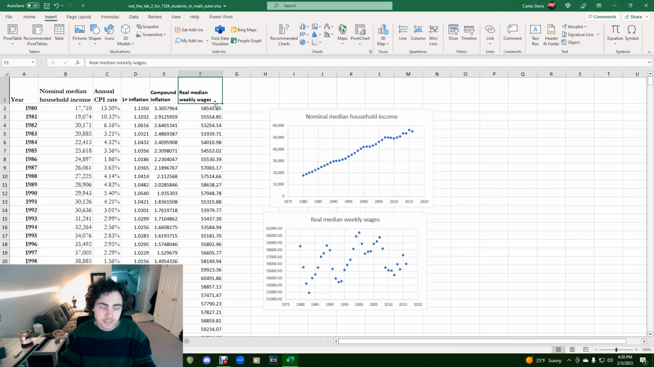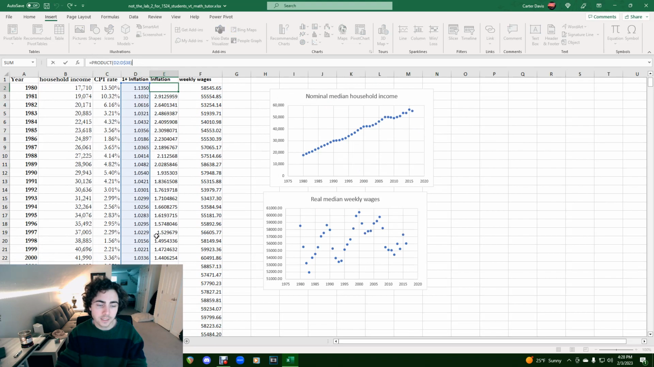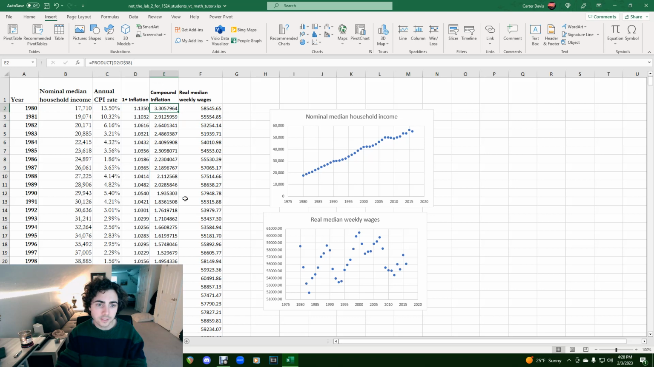It is the same exact process. So 1 plus inflation, that's your formula. Drag it all the way down. Compound inflation, it's the same product, D2 through $D$38. Hit enter, you drag this corner all the way down. And then real wages would be the nominal income times the compound inflation. So if you earn, say, an income of about $17.7 thousand a year, that's the equivalent of earning almost $60,000 in today's money.